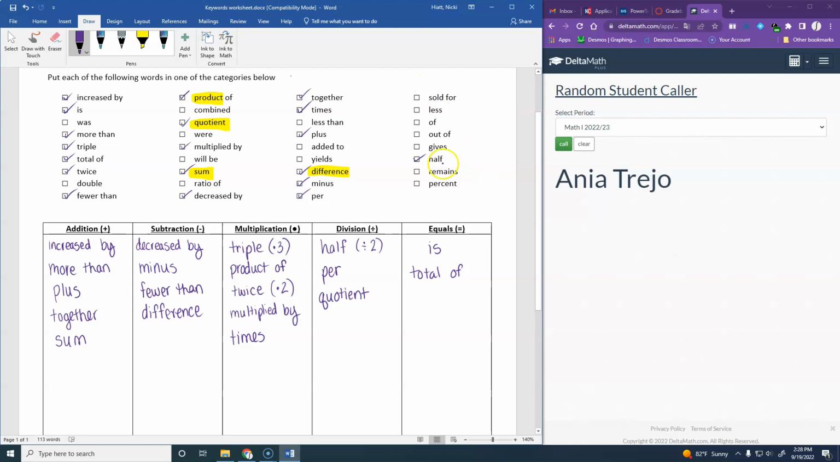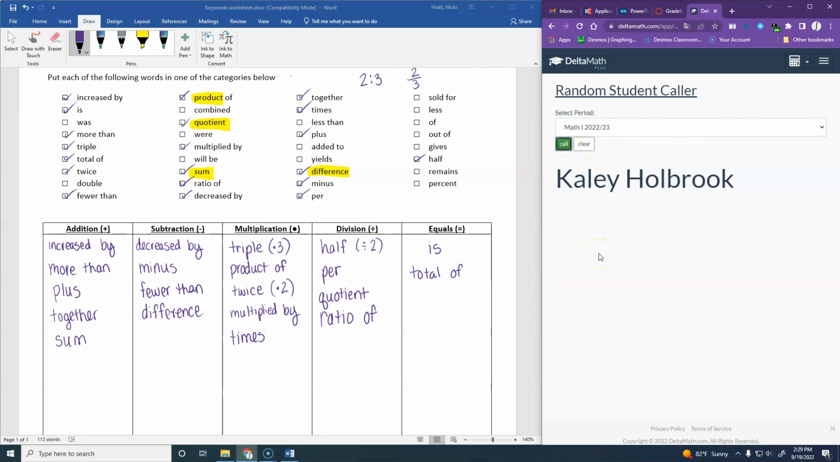All right, let's see. All right, Caitlin. Ratio of, for which one? Perfect. Ratio of is for division. Because ratios can be written something like this, 2 to 3, but they can also be fractions, which means you're dividing.